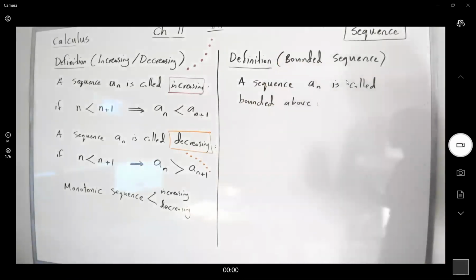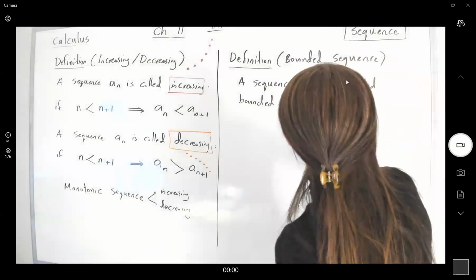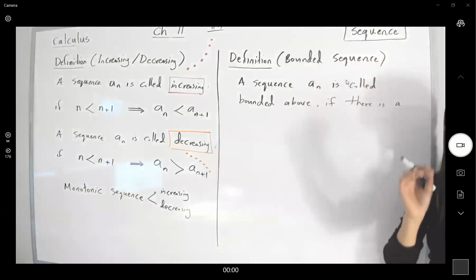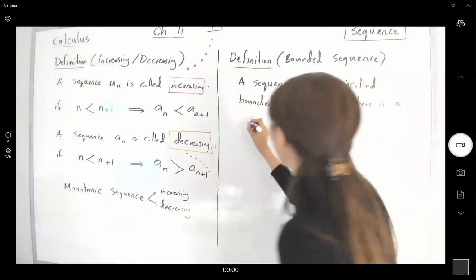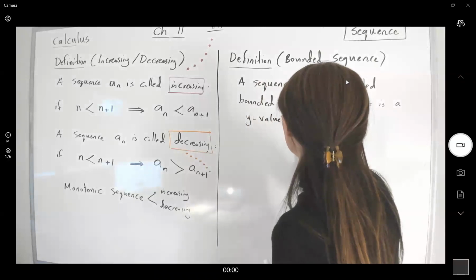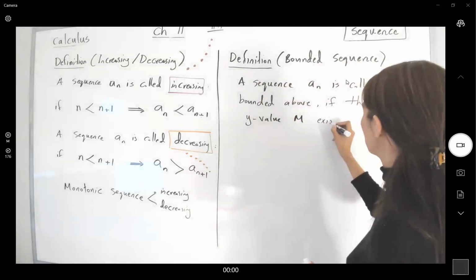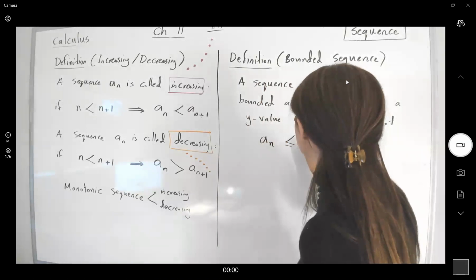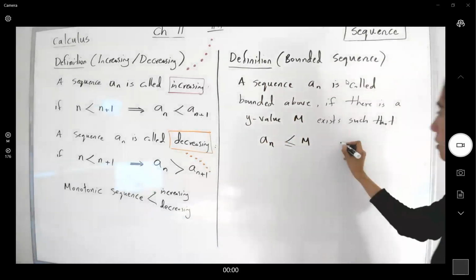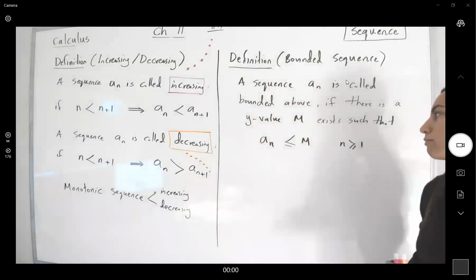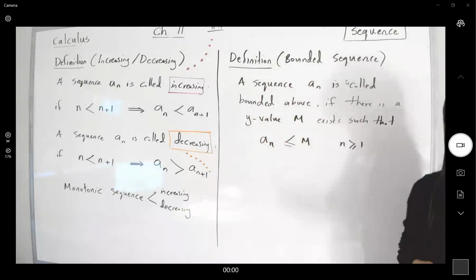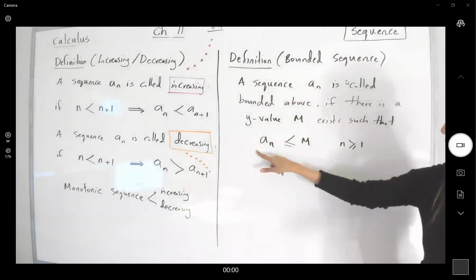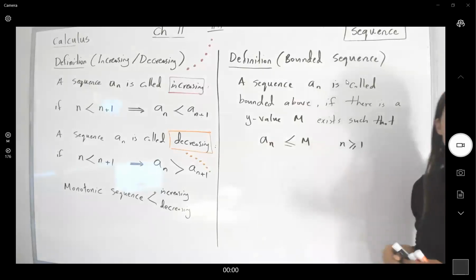So if there is a y value, again, guys, I'm specifically telling you, this is a y value. If a y value like M exists such that a sub n is less than M, and it's over your domain, the domain that you have. So as you go along on the x-axis, your y values, they don't go further than M.